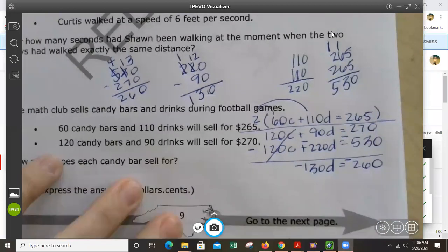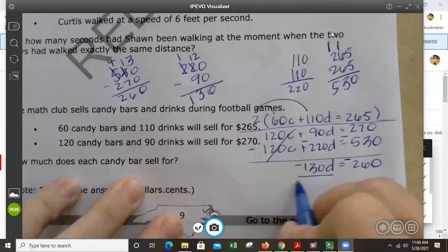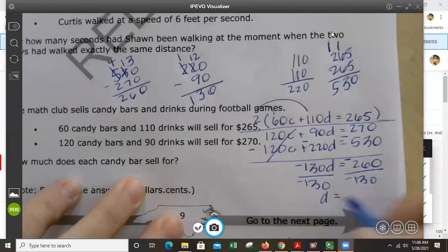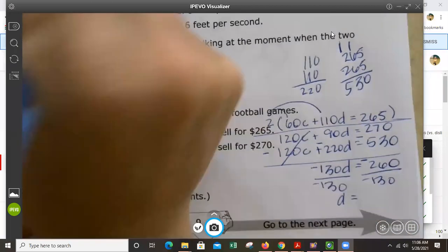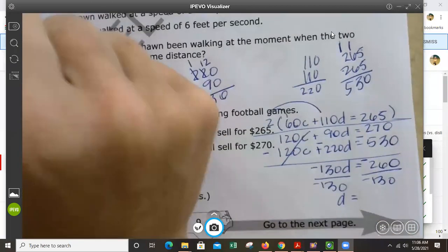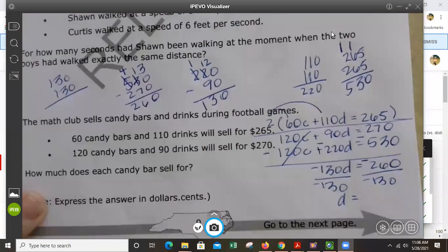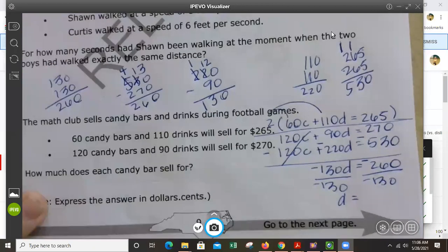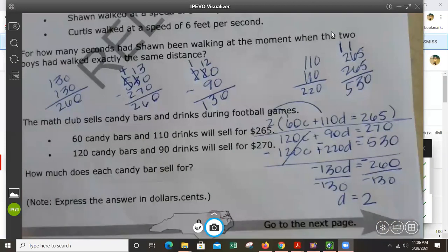How do I solve for D? Divide by negative 130. To do this, add 130. However many times it takes you to get to 260 is what the answer is. It took me 2 130s to get there. What did I just solve for? Drinks. What am I supposed to be solving for?